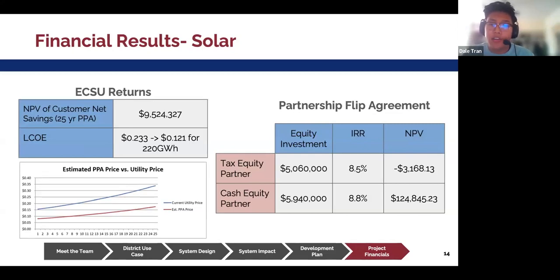Moving to the left, talking about our customer, ECSU, their net savings NPV over the 25-year PPA would be about $9.5 million. The levelized cost of electricity for the 220 gigawatt hours of electricity provided by the system would drop from the 23-cent rate to about 12 cents. And this is using Eversource's utility rate predictions, as you can see in the graph there, the difference between the utility price and the PPA price for these 220 gigawatt hours. Next slide, please.